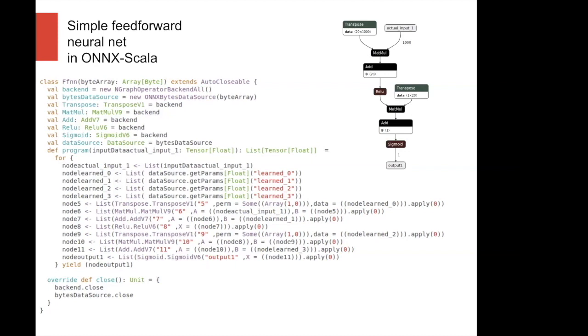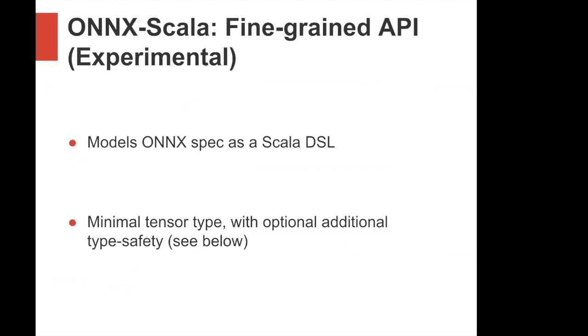The input is the image. Well, in the other examples, it could be an image in this case. And then all of these things that say node learned, those are our parameters, the weights of the network. And then we have each of the nodes declared with their inputs and with some other optional attributes and things like that. But you can see that they line up. There's a transpose at the top, and its output goes into matmul, et cetera, et cetera. That's it. I'll give other more concise examples after this where I can go into a little bit more detail.